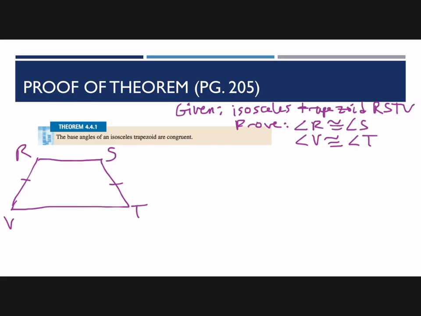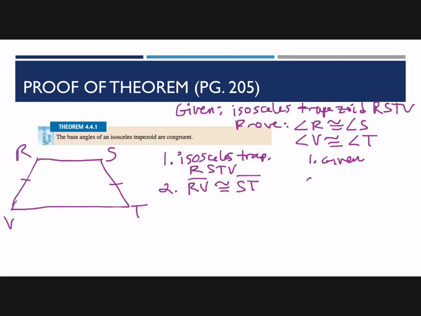Okay, so first of all, we start with the given again, isosceles trapezoid RSTV. All right, and then based on the definition of that, I know that RV is congruent to ST. Definition of isosceles trapezoid.